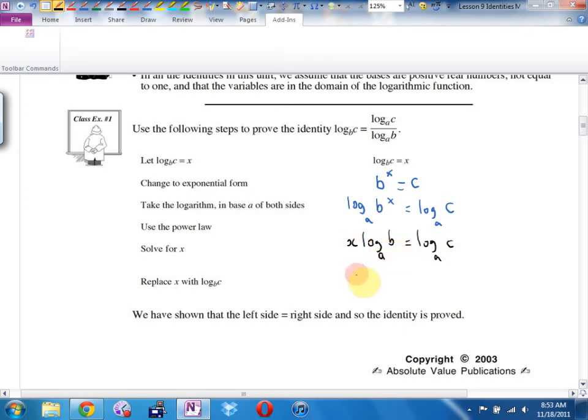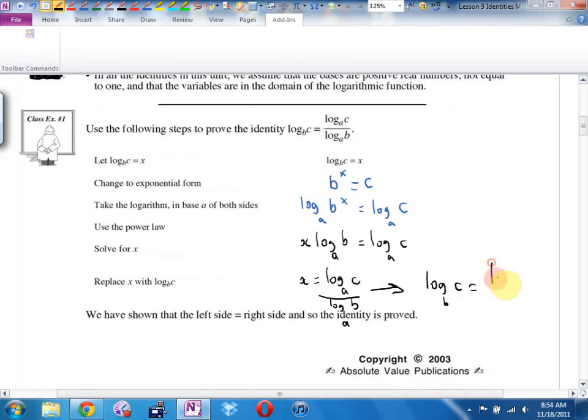X equals the log base A of C all over the log base A of B. And then for the final step, and I'm kind of running out of room here, I had to write a little large, replace the X with the original X value, which you said was log base B of C. Right? Do you see what you have? You have the log base B of C, that was your original X value, but you've also shown that it can be rewritten as the log base A of C over the log base A of B. And what you've just done, Alex, is you've proved the base change law.